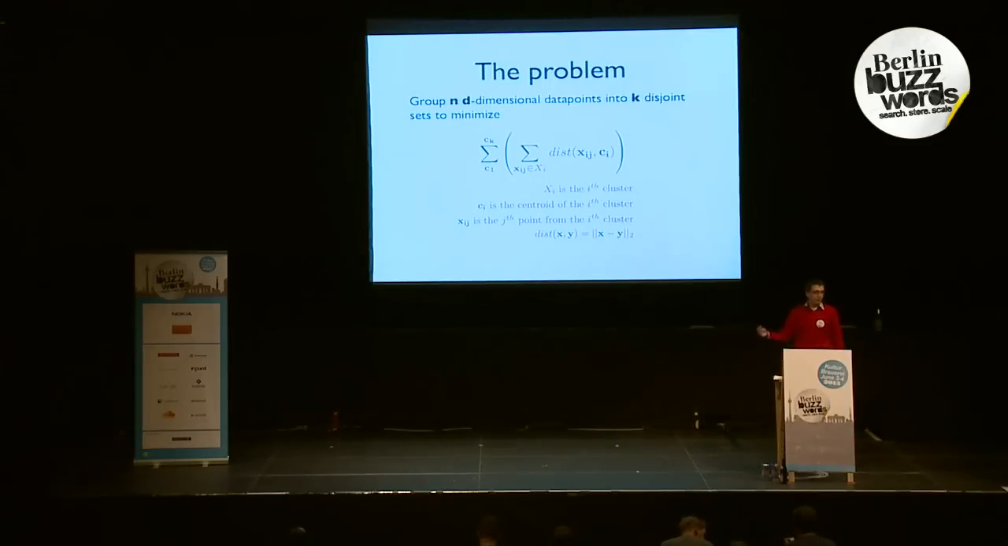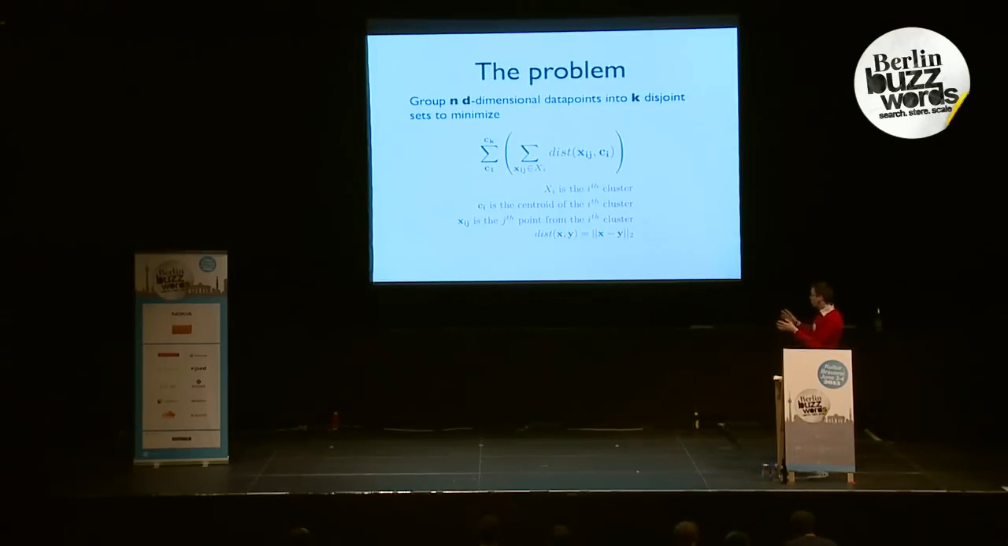You have these n data points, and they are in d-dimensional space, and you want to group them into k disjoint sets. So you want to do this, and the whole point of it is to minimize this total cost, which is this formula here, which is, I promise this is the only formula in the entire talk, okay, so it doesn't look intimidating, I hope.